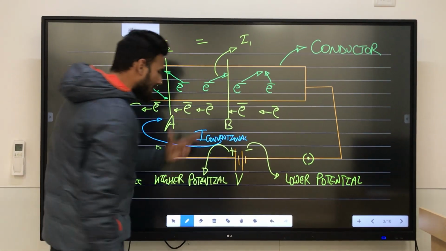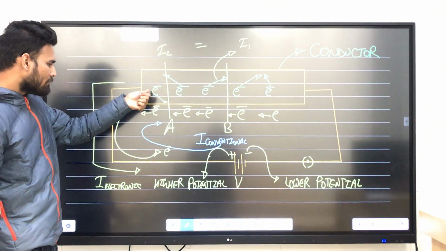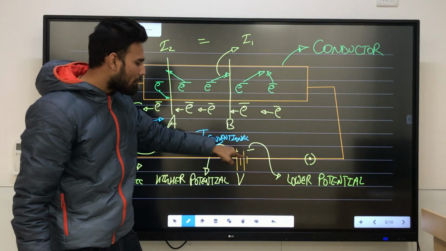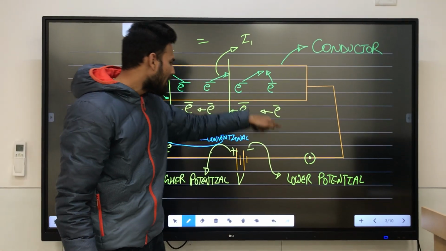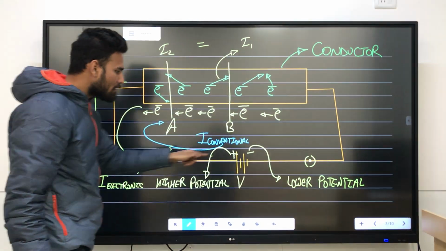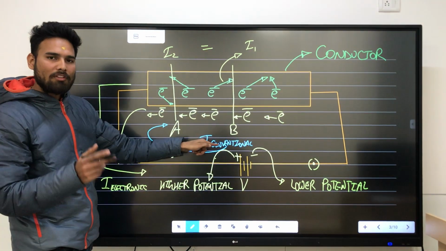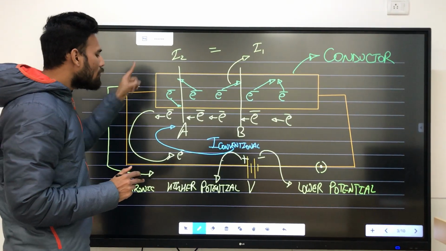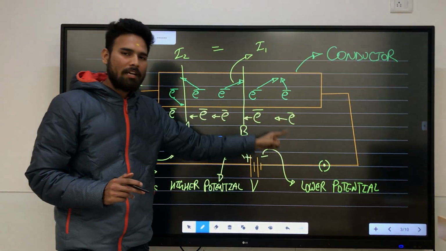So the electrons move from the negative terminal to the positive terminal, because the electrons will be repelled by this negative terminal and attracted towards the positive terminal. And if the electrons are coming towards the positive terminal, the current flow is always opposite to the direction of electron. So conventional current will always move from the positive terminal to the negative terminal.